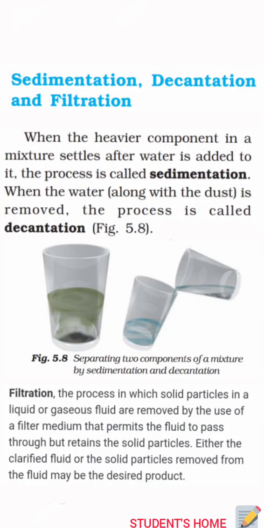Now coming to the next heading, class, that is sedimentation, decantation and filtration. You have read about this in the last class also, in your previous class. Sometimes it may not be possible to separate components of a mixture by winnowing and handpicking. For example, there may be lighter impurities like dust or soil particles in rice or pulses. How are such impurities separated from rice or pulses before cooking?